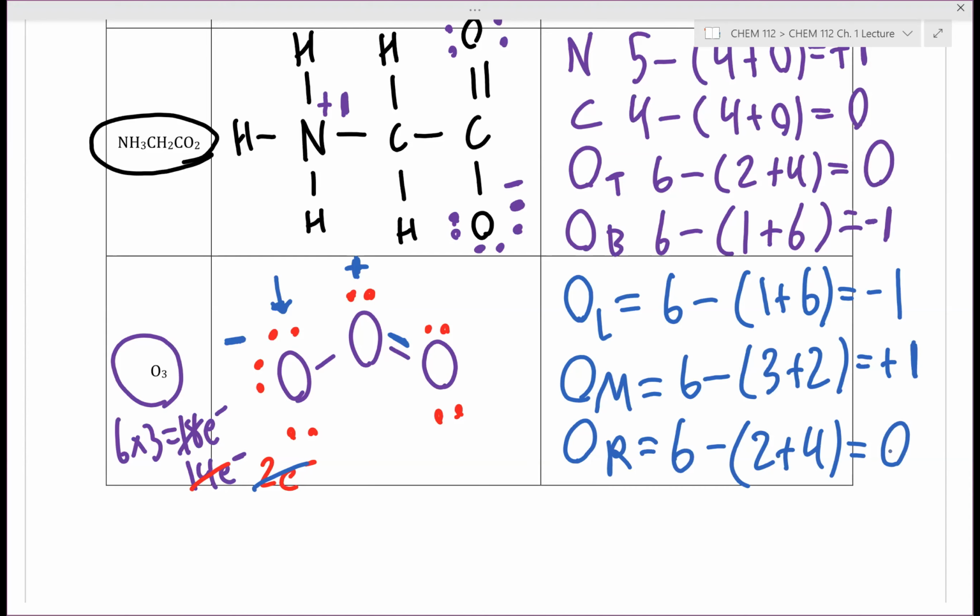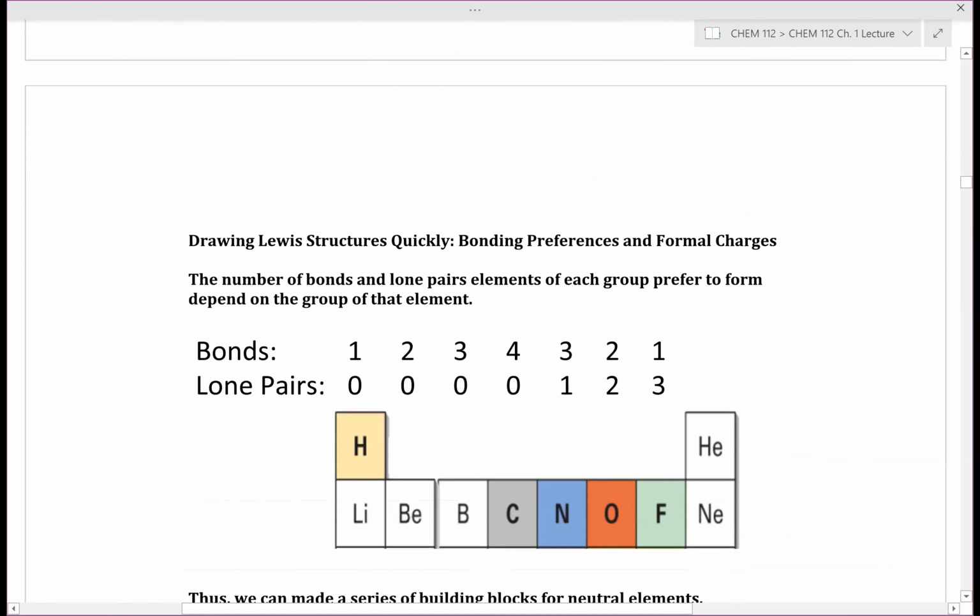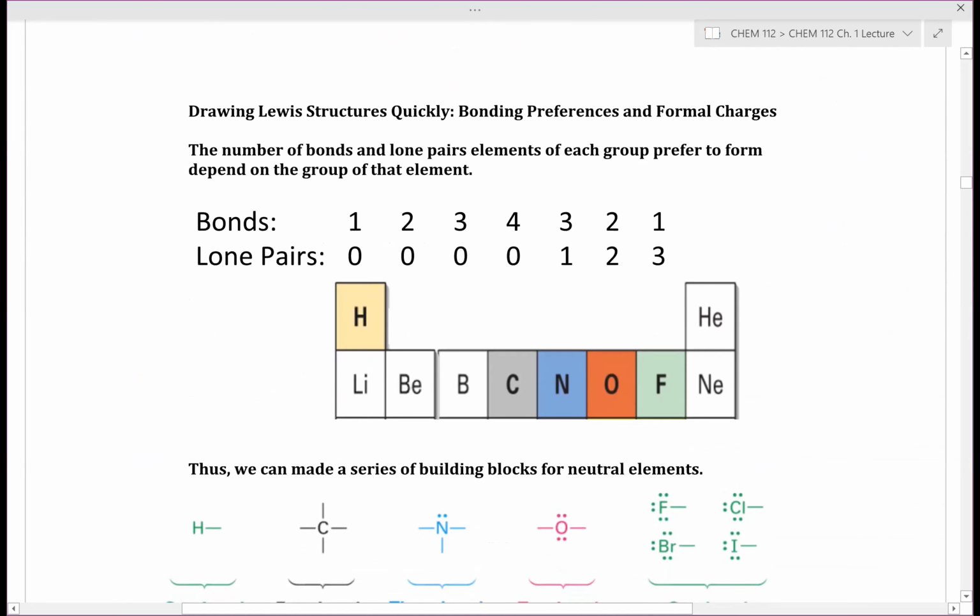So in the last few minutes, let's continue on and talk a little bit about how to draw Lewis structures quickly. This is how most students in organic chemistry are actually going to be drawing their Lewis structures, and it involves utilizing bonding preferences and formal charge rules. Have any of your instructors ever shown you this table before? It essentially shows that as you move to the right in the periodic table, the number of bonds and the number of lone pairs change.